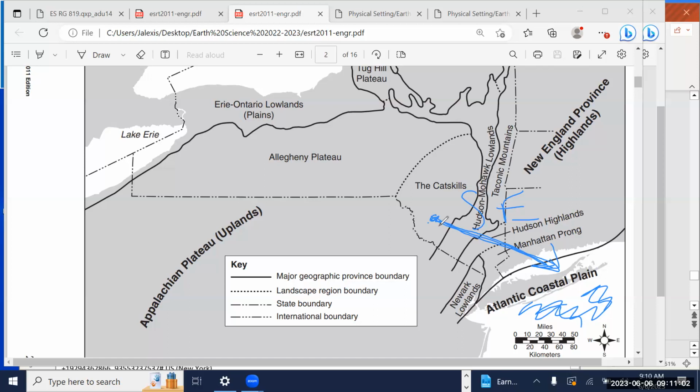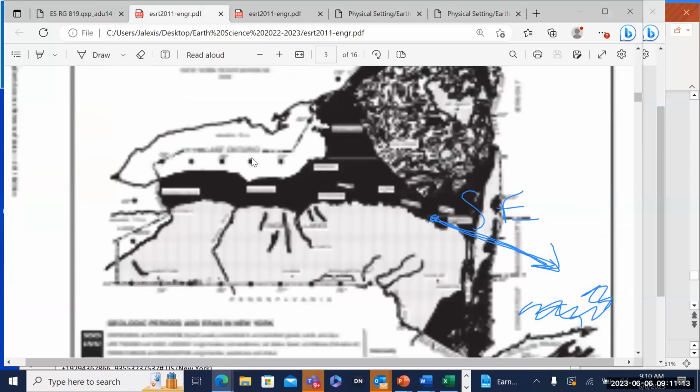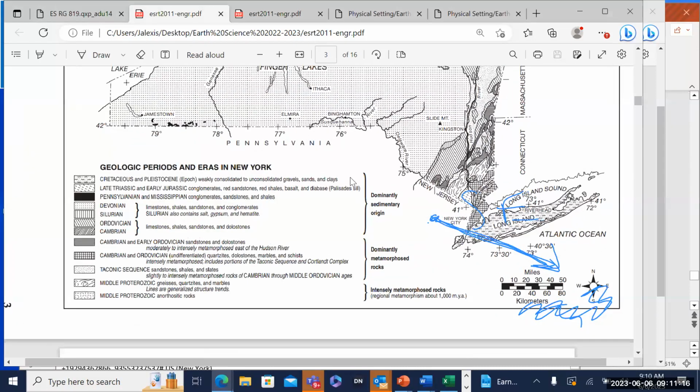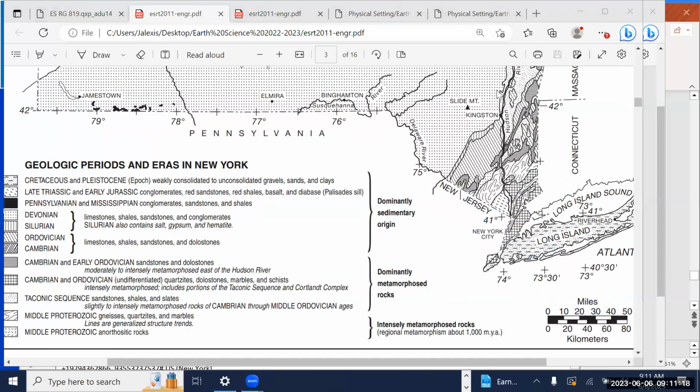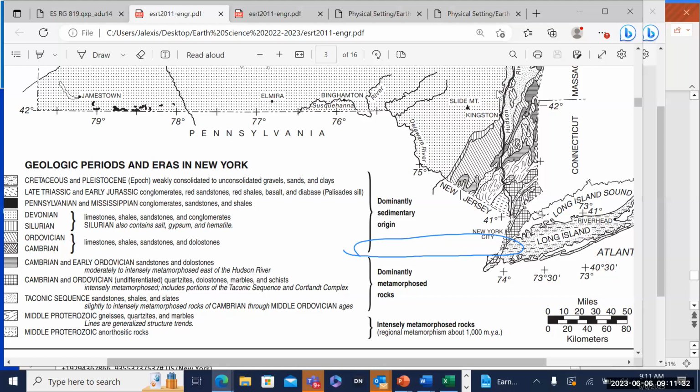Another way that you could have found the answer, knowing that the river flows from the Catskills to the Atlantic Ocean, is if you also look on page 2 of the reference tables. On page 2 of the reference tables, it tells you in the question right here that it flows along the Pennsylvania-New York State border. So if I look on the Pennsylvania-New York State border, which is right here, the Delaware River, right here, this is the Delaware River, right?